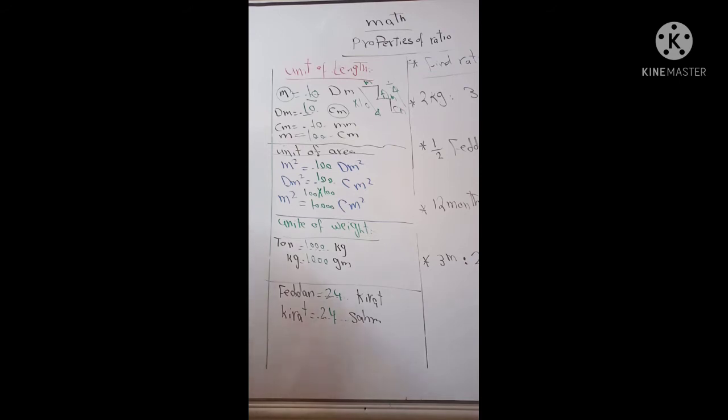Now let's take some examples about ratio between any two numbers which haven't the same unit, and to convert from a unit to another unit. Let's go.